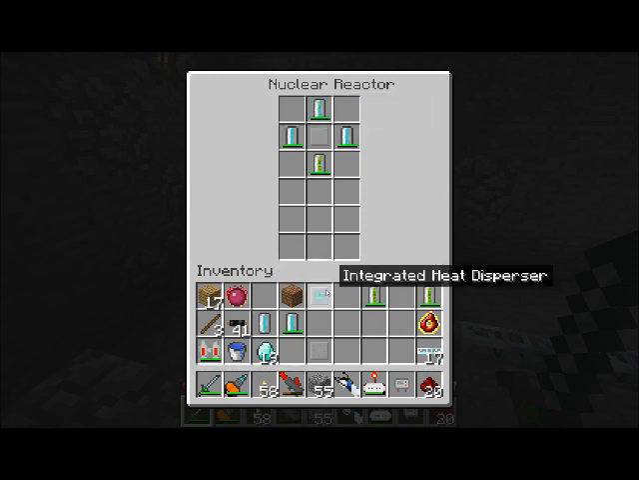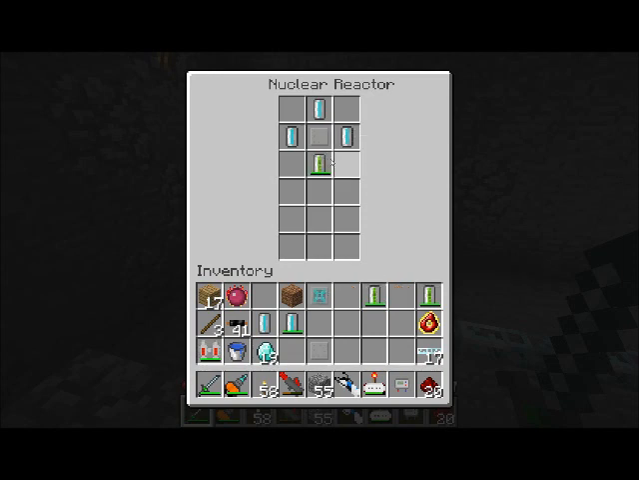Okay, the next item is this integrated heat dispenser. What this does, as far as I understand, is it also stores 10,000 heat. I don't know how quickly it cools off. I don't think that's mentioned in there. And every tick, it's going to check the heat of nearby components and try and balance their heat levels.